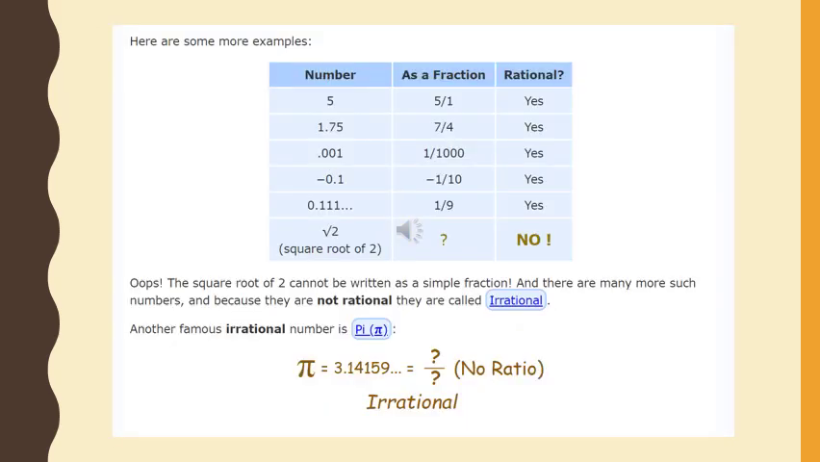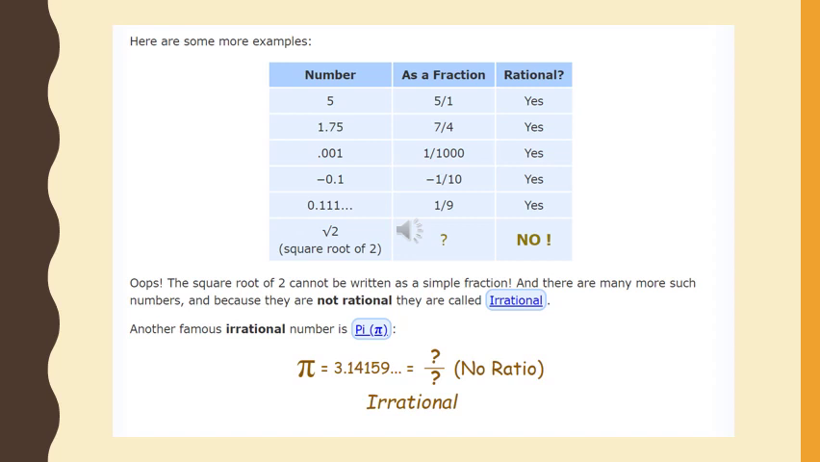The number is 5, and I have represented it as a fraction, 5 by 1. So it is a rational number. Yes, it is a rational number. Now let me see 1.75. When I convert it into a fraction, it becomes 7 by 4. So it is also a rational number. Similarly, it goes for minus 0.1. It can be represented as minus 1 by 10. So it is also a rational number.